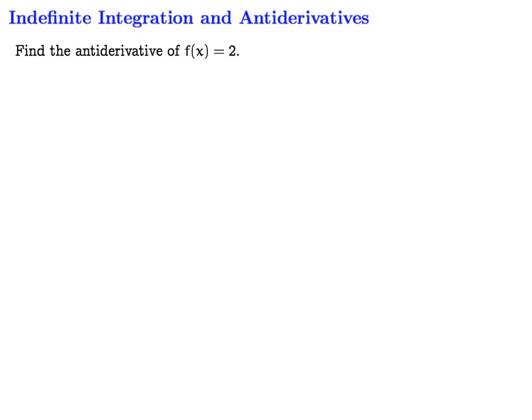They're going to call on you to find this antiderivative or this indefinite integral. So the first example would just say, find the antiderivative of f of x equals 2. And of course, what this means is you need to find this mystery function, and you want to find it so that when you take its derivative, you get 2. So how are we going to do this?